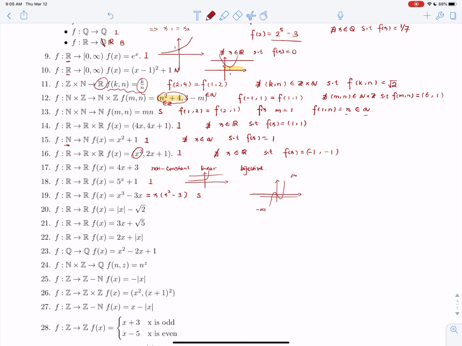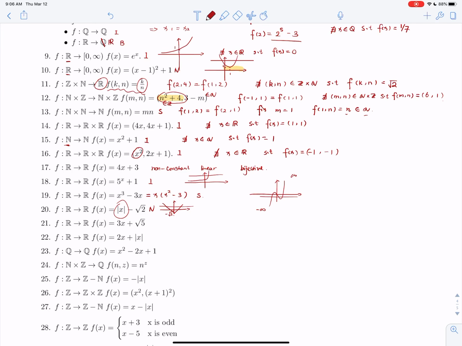Number 20. Well, this one you can draw the graph out as well. So let's draw the graph out. We all know what this looks like. So this looks like this, and you move down by square root of 2. So the graph will look like this. Okay, you can do the horizontal line test again. You'll see that it's not injective and it's not surjective, so it's neither. Because you can never map to anything below negative square root of 2.